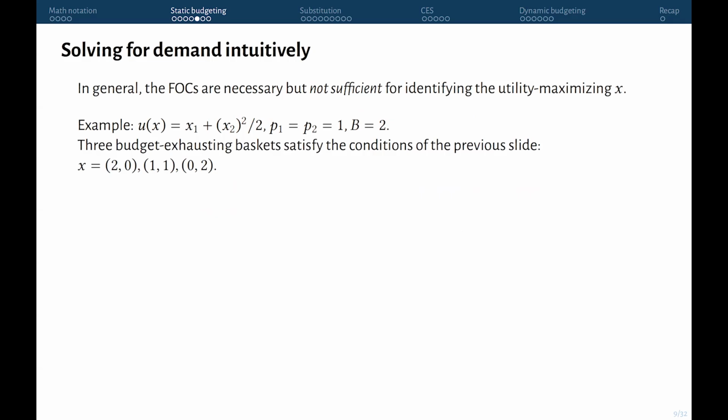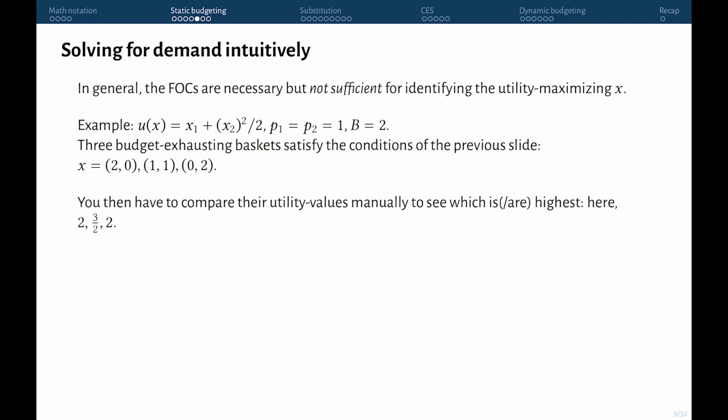There are 3 budget-exhausting baskets that satisfy the necessary conditions on the previous slide. You could spend all your money on the first, all your money on the second, or spend $1 on each. Those are all going to satisfy the first order conditions. And when this happens, you just have to compare the utility values manually to see which is highest, or which are highest. And here we can see that there are two things that are tied for favorite, spending both dollars on good 1 or both dollars on good 2.